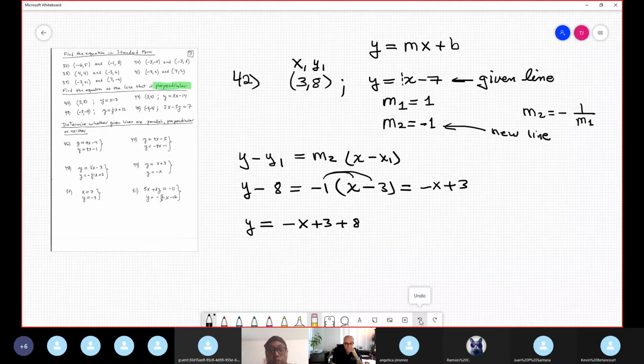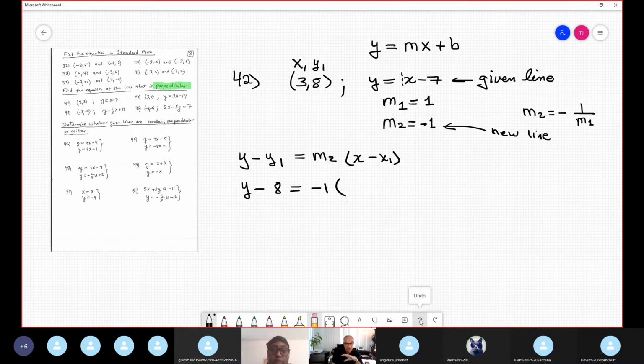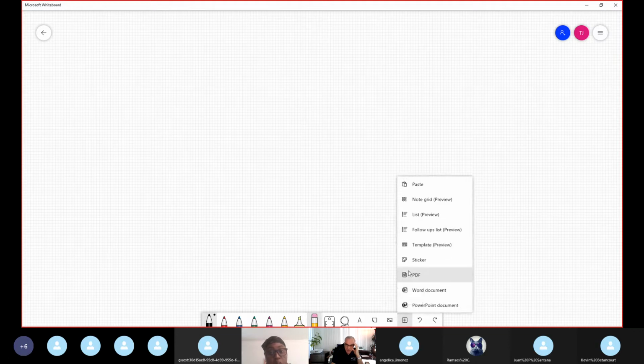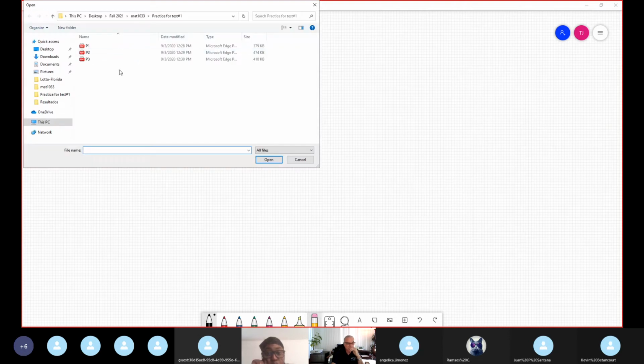Easier to use the eraser. No, because if I use the eraser, I erase all the board. I can do that. All right, go ahead. The problem is I need to upload this document again, but it's okay. It's faster, no?